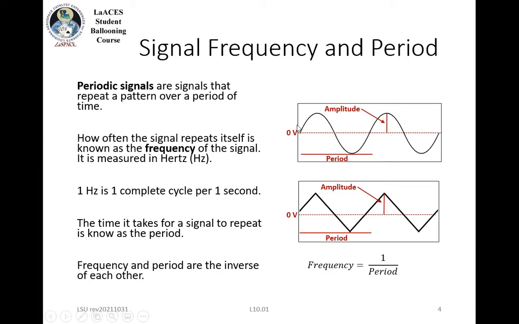The time that it takes for that complete cycle to occur is called the period. So I start here, I go all the way up and then down and then back to my starting point. That's 1 cycle. So this time here would be the period. And it's important, there's a fairly simple relationship between frequency and period. They're inverses of each other. Frequency is 1 over the period and period is 1 over the frequency.